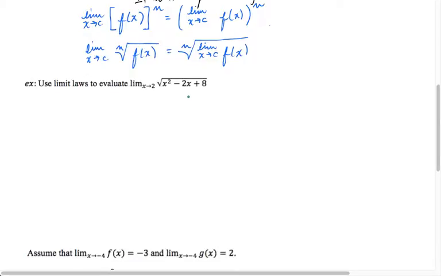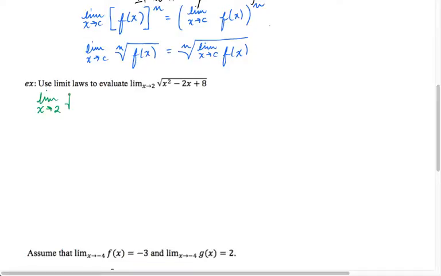Well, you could do it graphically. You could look at the graph of the square root of x squared minus 2x plus 8, and when x approaches 2, you could see what the y values are approaching from both the left and right. Or you could make a table of values and find it numerically. But essentially, because this is, I believe, continuous at 2, you're just plugging in 2. Which is not exactly what we're going to do here. We're going to use the limit laws one by one to evaluate this limit.